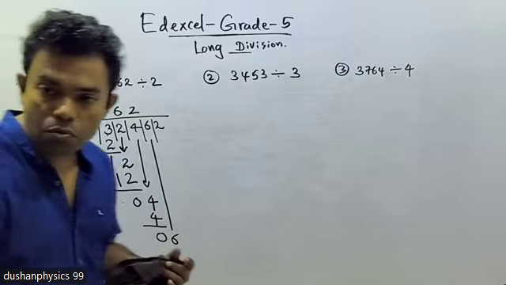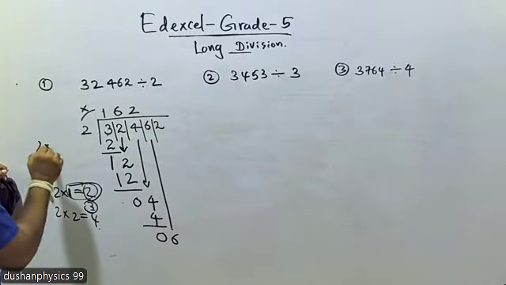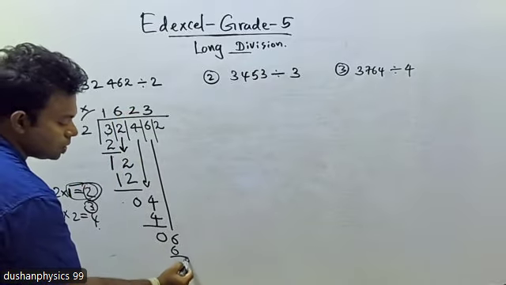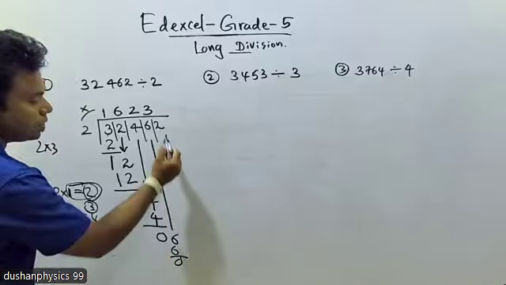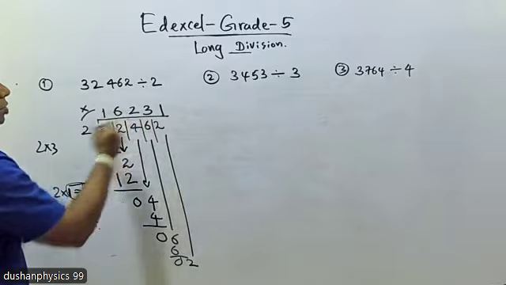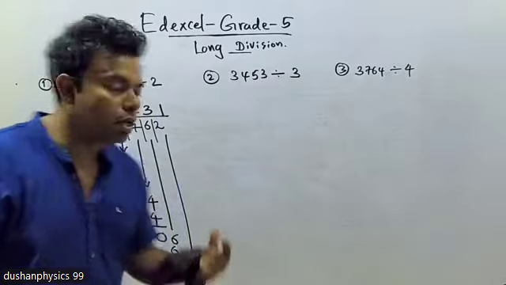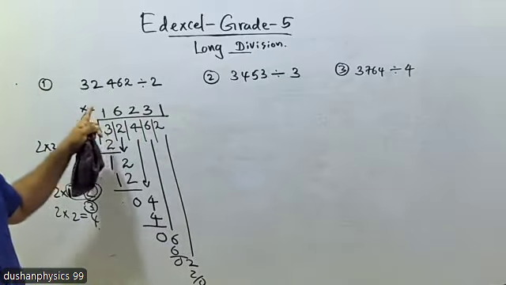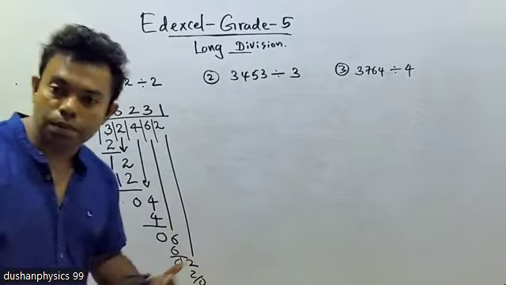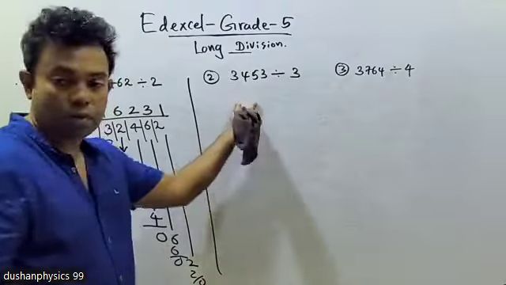Tell me, students, how many 2's are there for 6? You know 2 times 3 is 6. Subtract. Finally, you get the final number 2. How many 2's are there? 1. 2 times 1, 2. So this is the final answer. Is it clear, students? Therefore my final answer is 16,230. There's no remainder here, 0. Okay, understood.